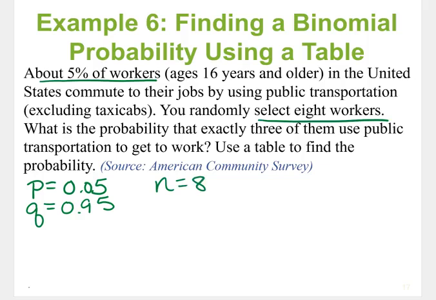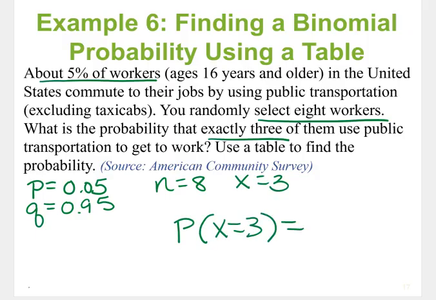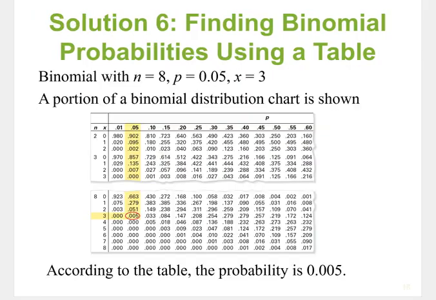And then I want to find the probability that exactly 3 of them, so my x equals 3. So I need to find the probability that exactly 3. Now, obviously, I could still use my formula. So if you would like to use the formula, feel free to do so. You will still get the same answer that I'm about to get. All right, so let me show you the chart, and I will show you how to find it on the chart. So binomial charts look something like this.